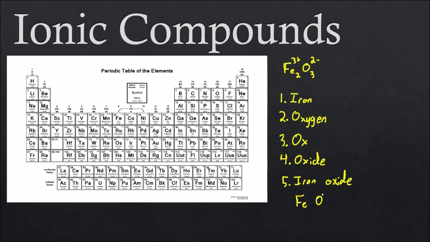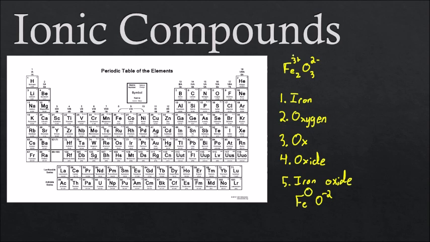But if we were to take this name and go to the chemical formula, it would be Fe and O, and we know that oxygen has a -2 charge, and we don't know the charge of iron here, and that's because iron can be a variable charge, so it could be either +3 or +2.